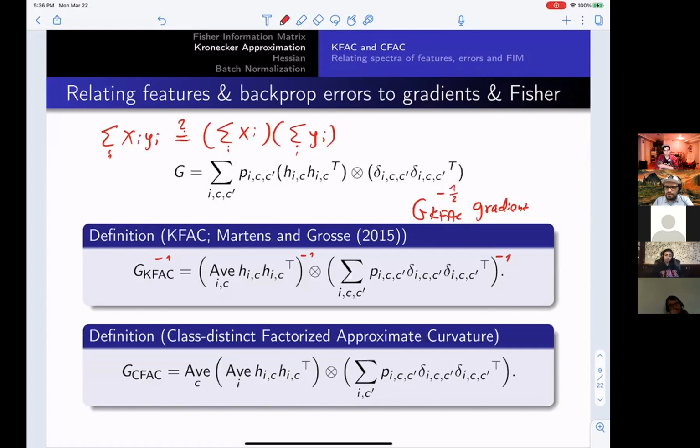Now, what I'm going to do is slightly modify Roger Grosse's proposal and propose something called CFAC. CFAC is going to do the average over c outside of these expressions. You can see here the average over c is inside. I'm just going to take it outside. So the average is out. Now you might ask yourself, why are you doing that, right?